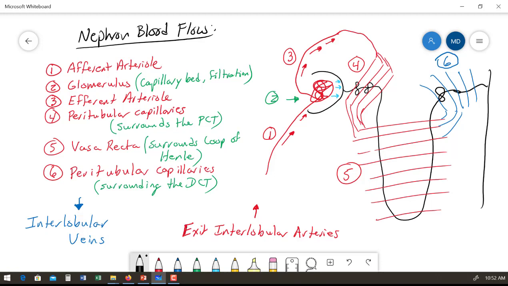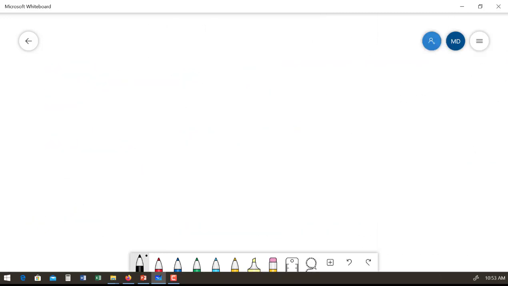Now there's a couple things about these, and unfortunately I don't have room here, so I'm going to have to erase this and do another sheet here real quick. But there's a couple of different things that these capillary beds do. We talked about what the glomerulus does. It does filtration, but the peritubular capillaries and the vasa recta also do something slightly different. So let's take a look at that. So let's talk about what the peritubular capillaries do.